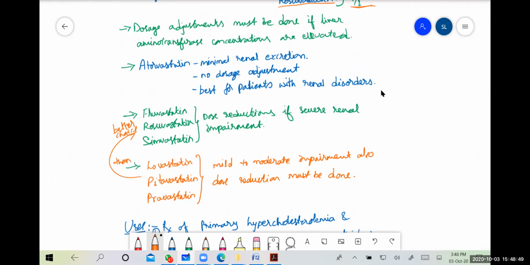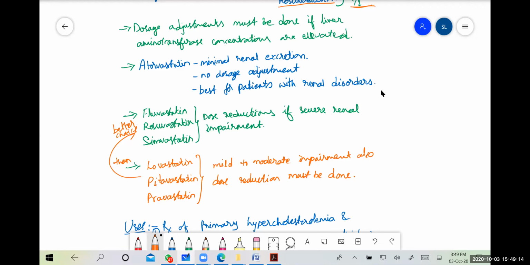Then dose adjustments must be done if liver aminotransferase concentrations are elevated. That is, if the activity of the liver enzyme, aminotransferase, is higher, in such cases the dose adjustments must be done.